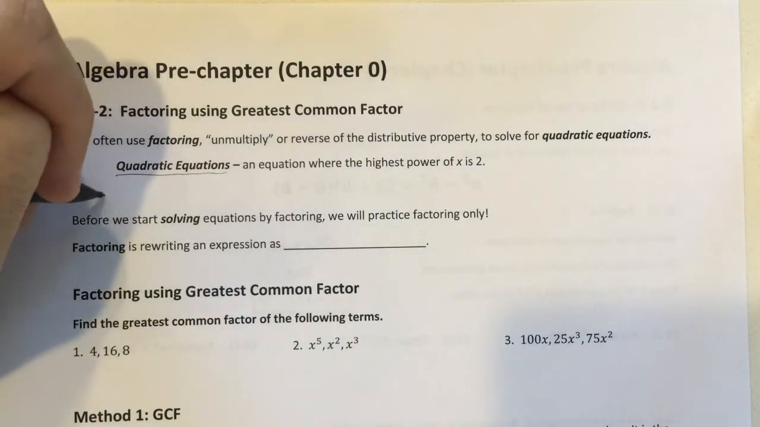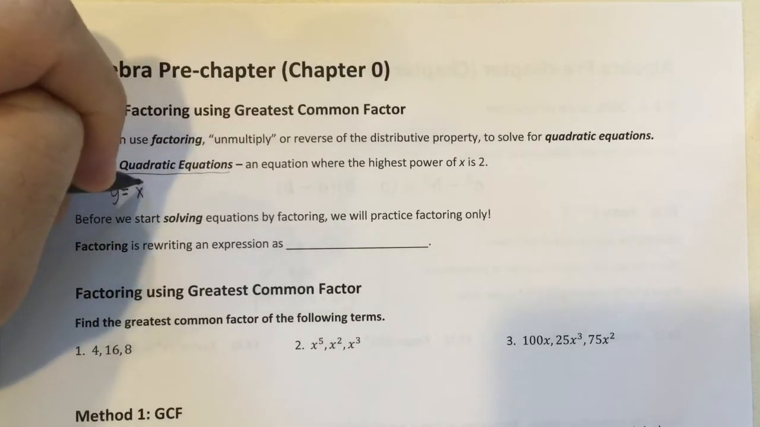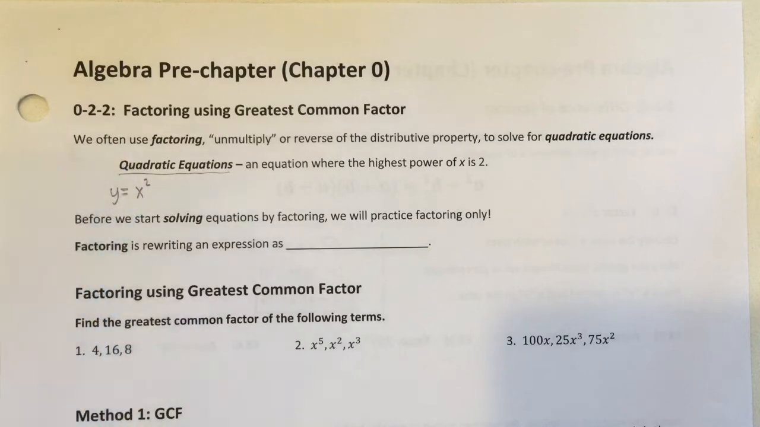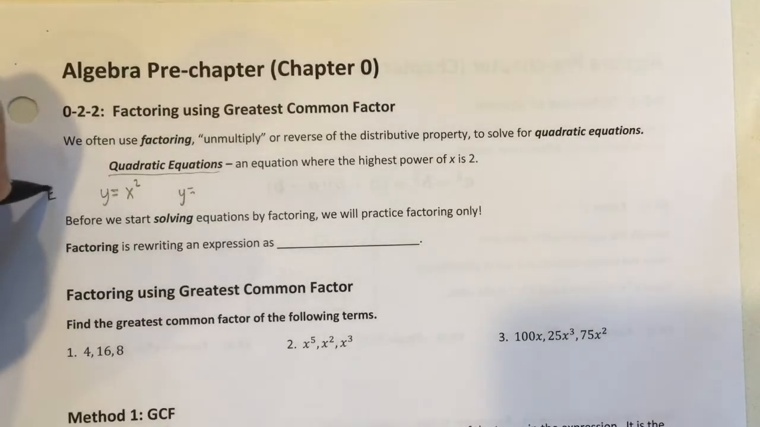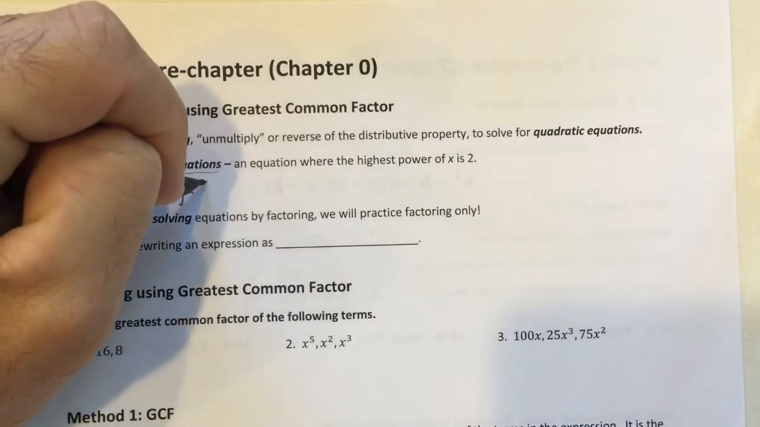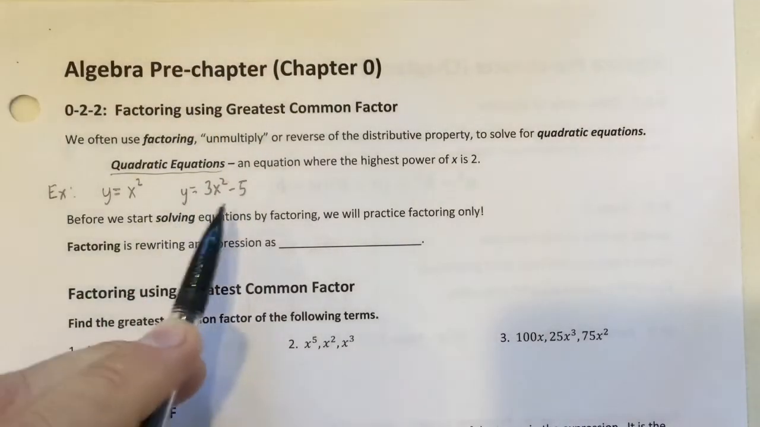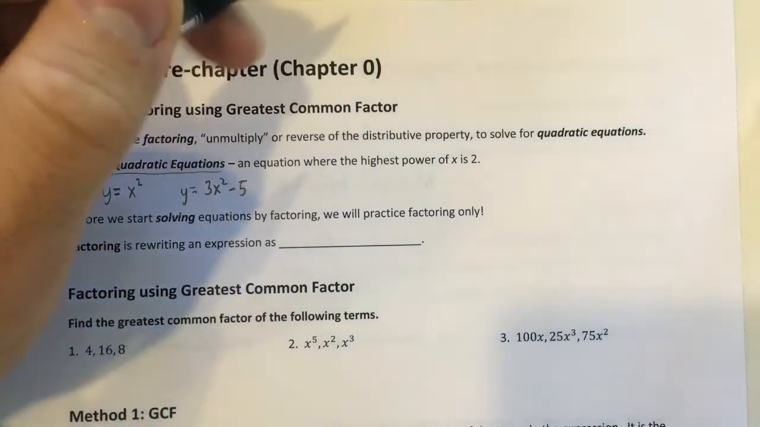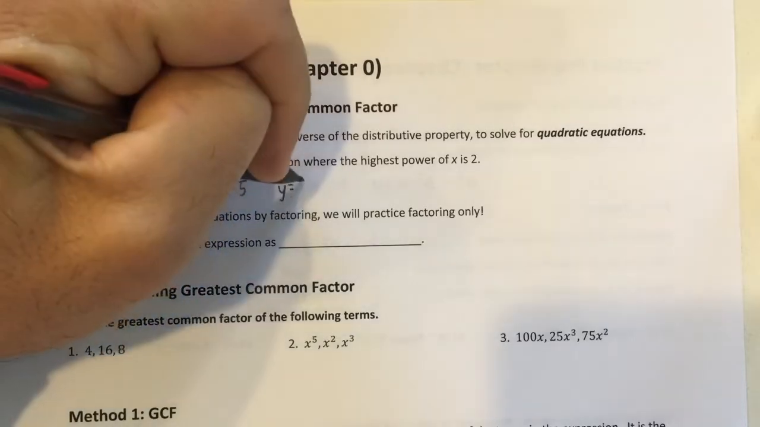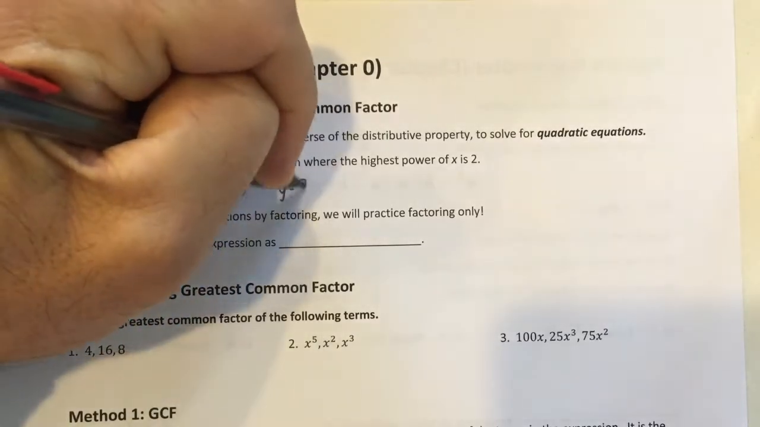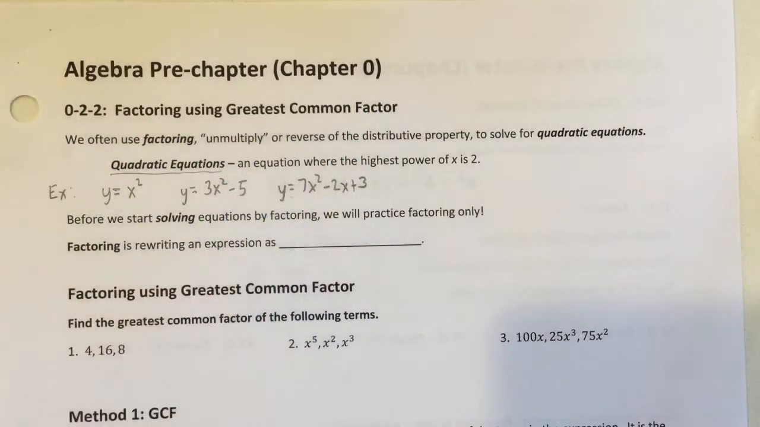So for example, equations need an equal sign, so y equals x squared. That's the simplest form of a quadratic. It's x to the second highest power. Y equals 3x squared minus 5, quadratic. Highest power of x is 2. But this now only has two terms. We could also have a quadratic with three terms, so something like 7x squared minus 2x plus 3, quadratic equation. Highest power of x is 2.